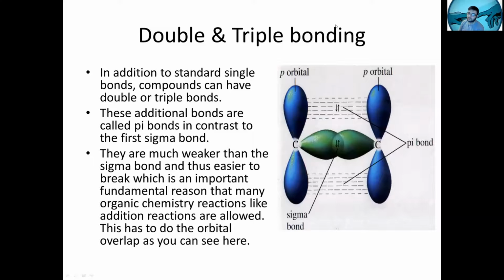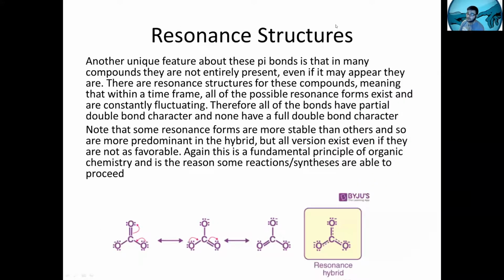Okay. And I went over that quickly because I don't think it's extremely important. Another unique feature about pi bonds is that in many compounds, they're actually not entirely present. So even if it may appear they are, there are actually resonance structures for these compounds, meaning that within any time frame, all of the possible resonance forms exist and are constantly fluctuating.